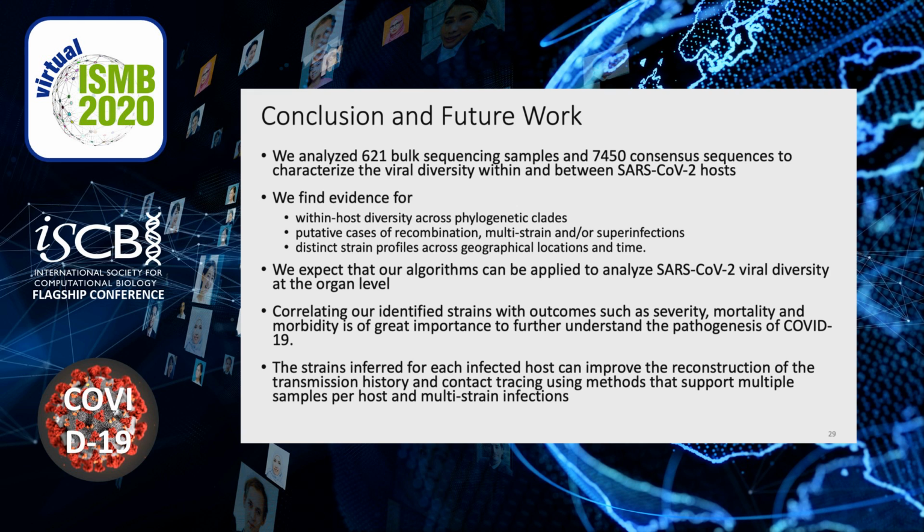For future work, we expect that our algorithm can be applied to analyze viral diversity at the organ level as well. Further correlating the identified strains with outcomes such as severity, mortality, and morbidity can lead to some important insights. Finally, the inferred strains can also be used to improve the reconstruction of evolutionary history and also for more precise contact tracing.